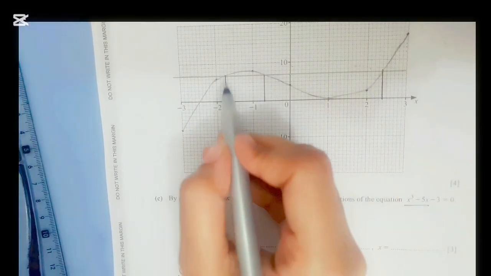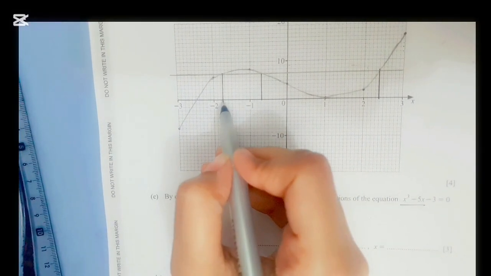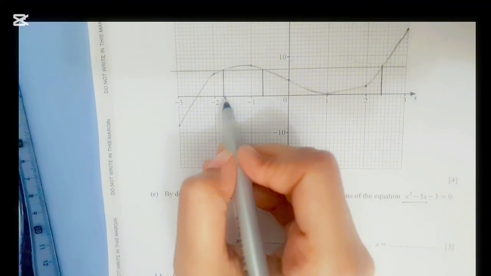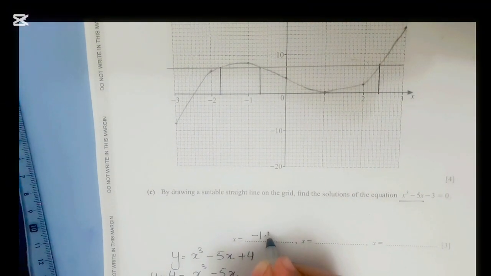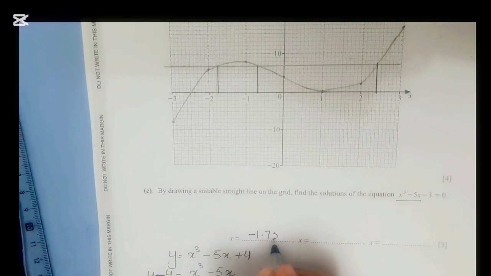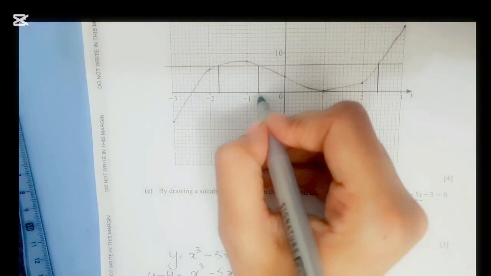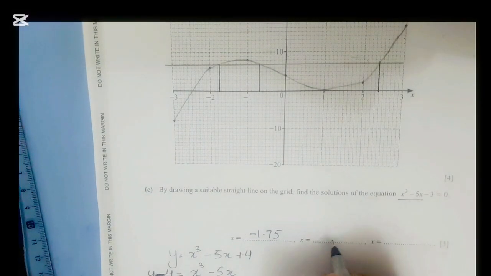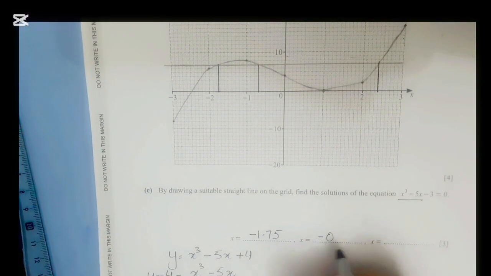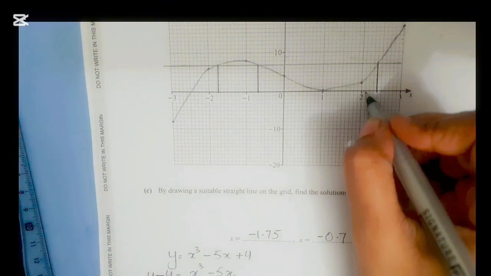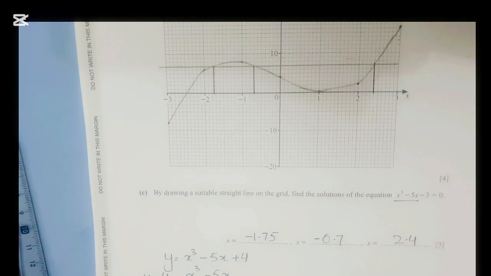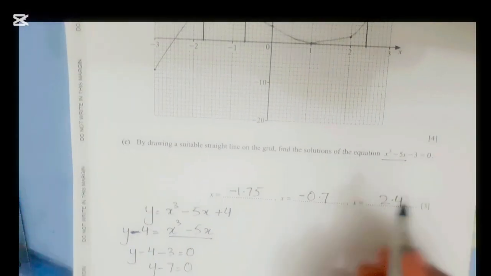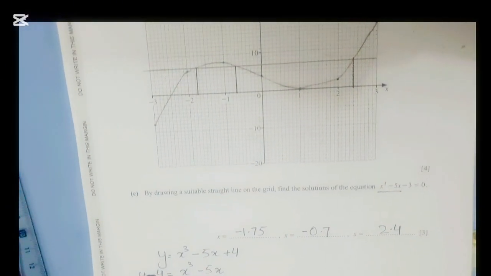So we can write the first value is minus 1.7 or minus 1.75. Okay, and the second value is minus 0.7, and the third value is 2.4. These are the 3 possible values of x that we have found from the equation.